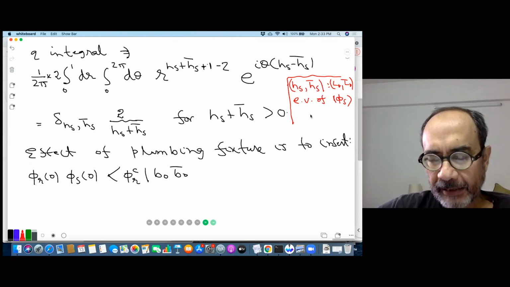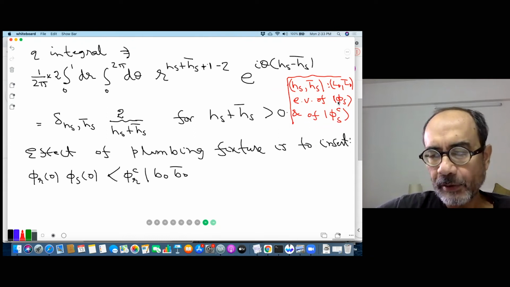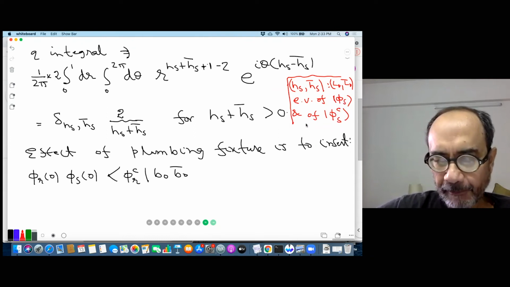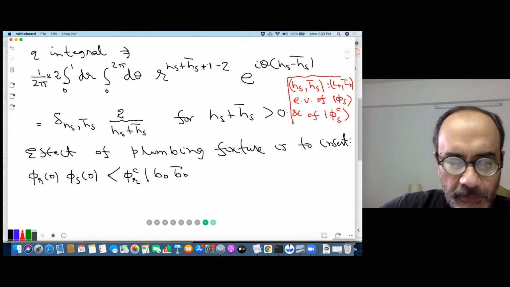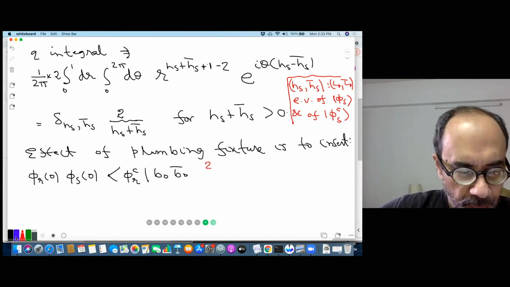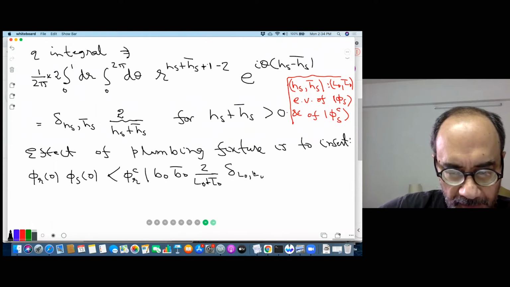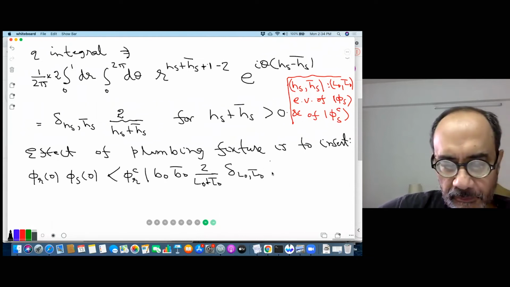Okay. And it's also of phi sc, because from the definition of phi sc, the fact that they are conjugate states, it follows that the L0 bar eigenvalue of phi s and phi sc must be the same. Okay. So this delta hs bar, 2 over hs plus hs bar, I can write as 2 over L0 plus L0 bar, delta L0 bar, and then phi sc.